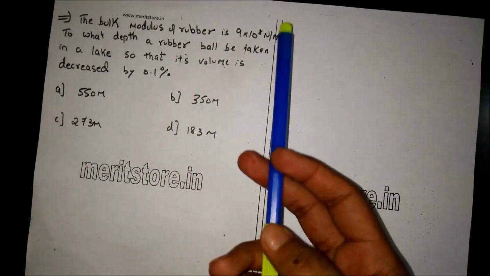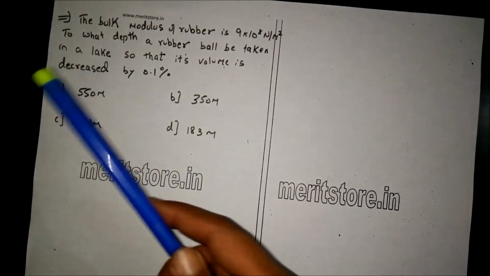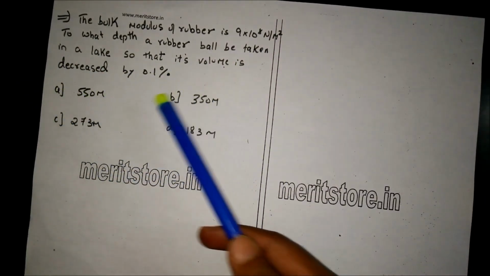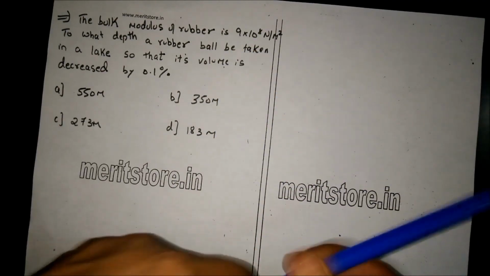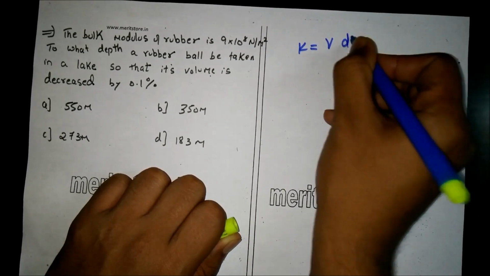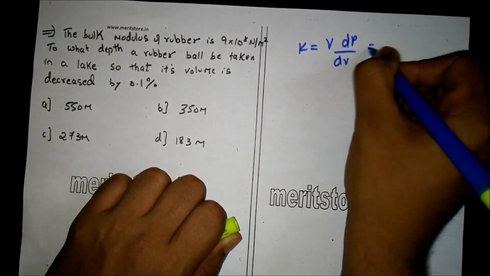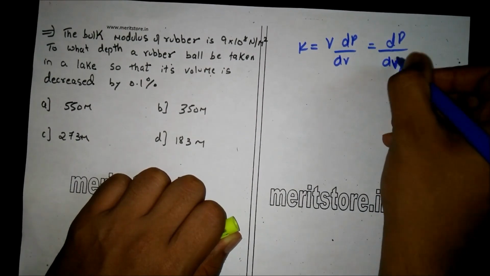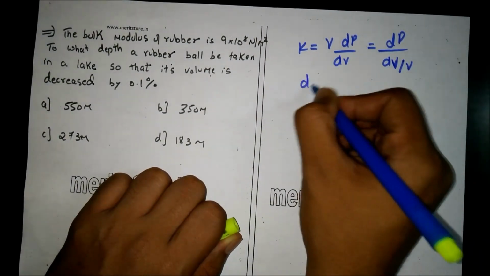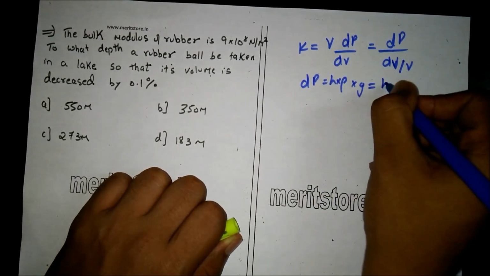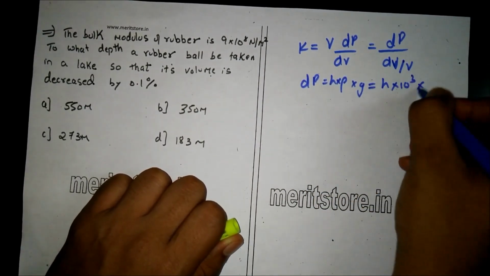Bulk modulus of rubber is 9 × 10^8 Newton per meter square. To what depth should a rubber ball be taken in a lake so that its volume is decreased by 0.1%? Here are the options. Now the bulk modulus is given as K is equal to V into dP upon dV, which is equal to dP upon dV by V. Now where dP is equal to h into rho into g, which is equal to h into 10^3 into 9.8.